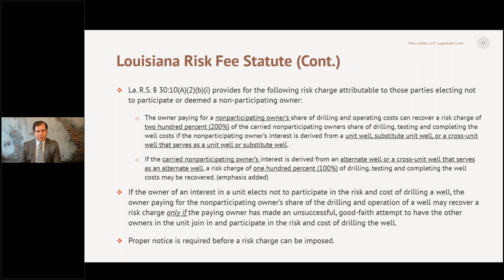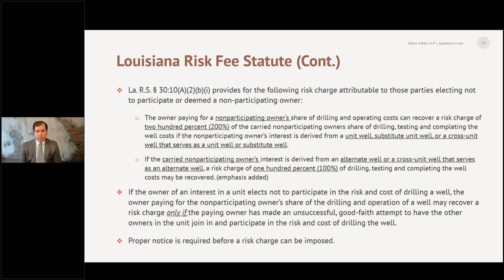If the owner of an interest in a unit elects not to participate in the risk and cost of drilling the well, the owner paying for the non-producing share of the drilling and operation of the well can recover that risk charge. So that would be the operator, the drilling owner, who gets to recover that risk charge only if the paying owner has made, like we said, an unsuccessful good faith attempt to have the other owner in the unit join in and participate.